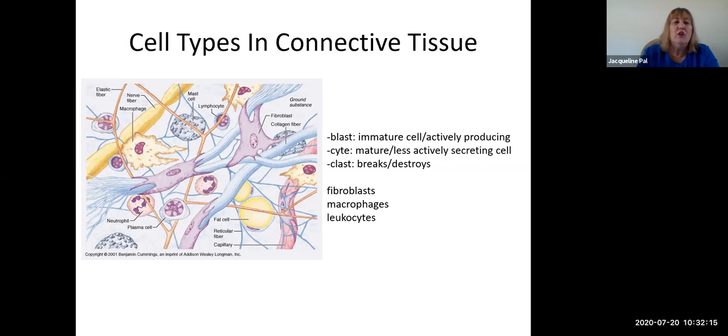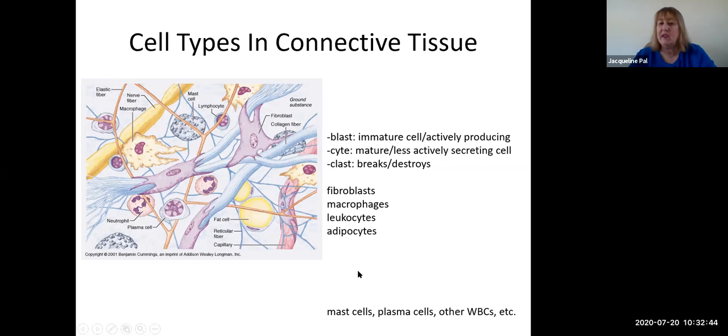Leukocytes. There's five different types. These are just white blood cells. You don't have to know them. We will come back and do the blood later on, and that's when you'll have to learn about them. An adipocyte, we're going to learn about shortly because that's a fat cell. Other cells, mast cells, plasma cells, other white blood cells like lymphocytes, plasma cells, neutrophils. When we get to the blood, we'll learn about them. Until then, you don't need to know anything about them.